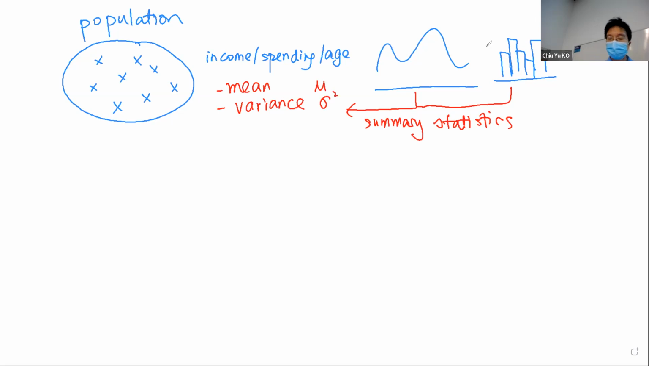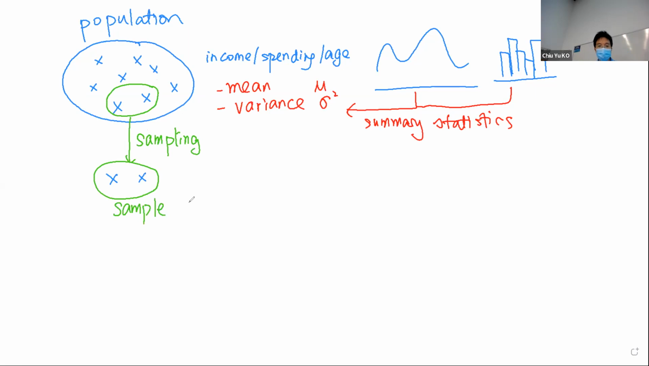And we are unable to obtain all the data. So basically what we do is what we call sampling. So basically we obtain part of the population, which is called a sample. Then what we get is a sample, and if we want to look at the sample, then infer or guess what happened in the population, we need this to be a representative one.